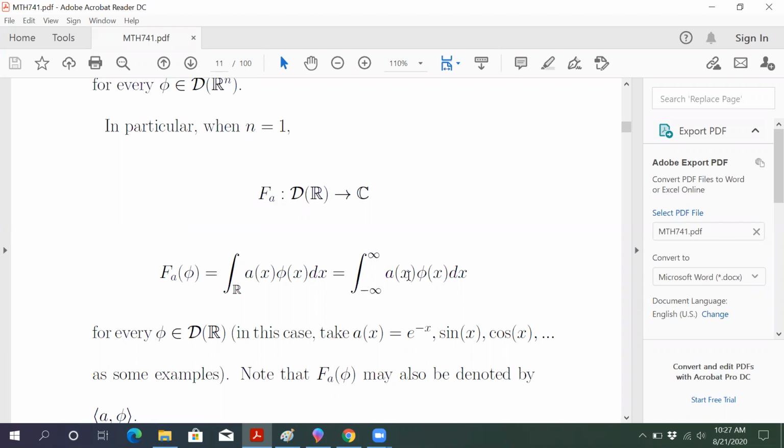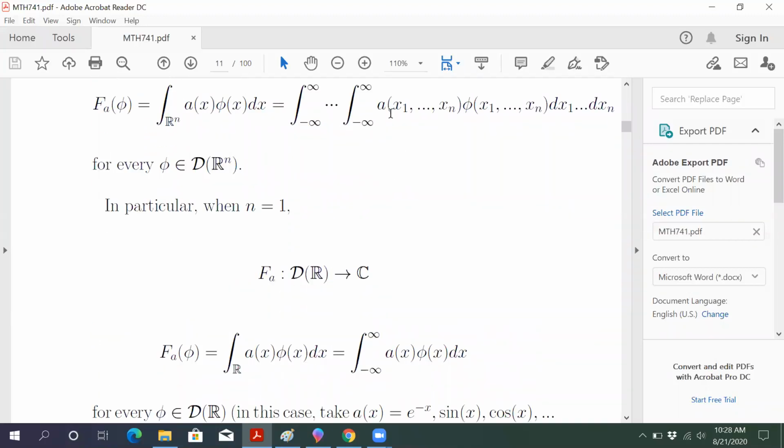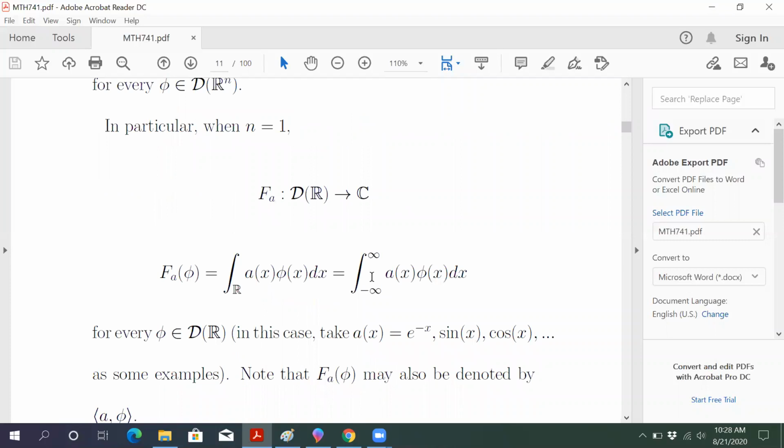This is the first thing that we have to check, that we are going to show in general for n-dimensional space. Of course, we are going to show that F_A is continuous and linear. But before that, we have to show that F_A is well defined. It means this integral here in one dimension, or this one in n dimensions, must be convergent, right? Okay.